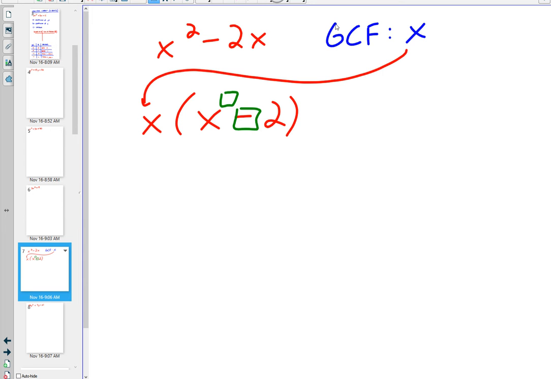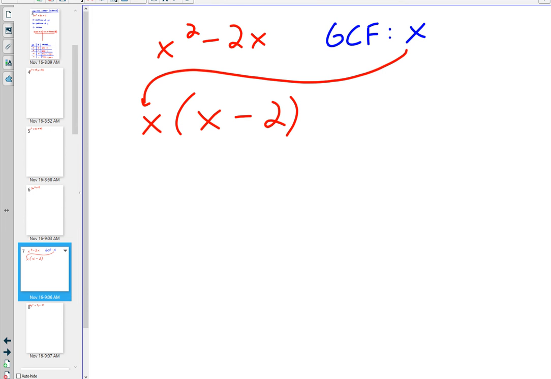What exponent does that x have on top? It's got a one. If you don't see anything, it's got a one. I would need it to have a 2 or a 4 or a 6 or an 8, but right now I have a 1, so no more factoring. Is this polynomial prime? No. Why not? Because it had a greatest common factor.